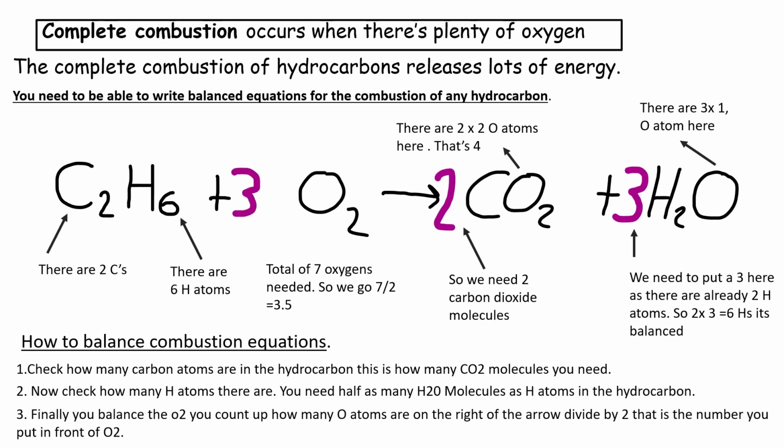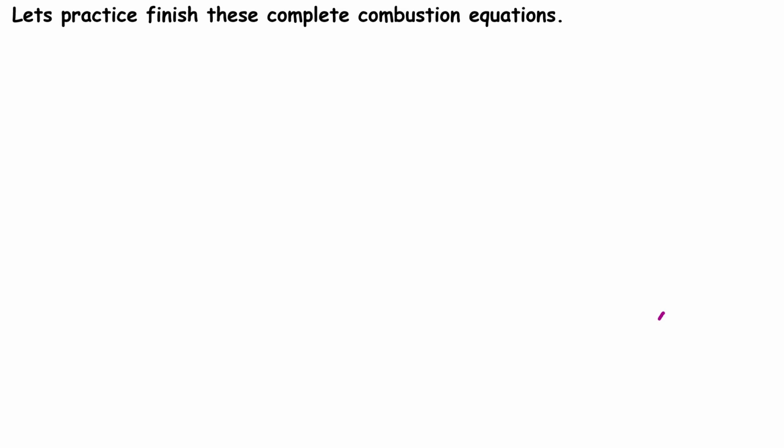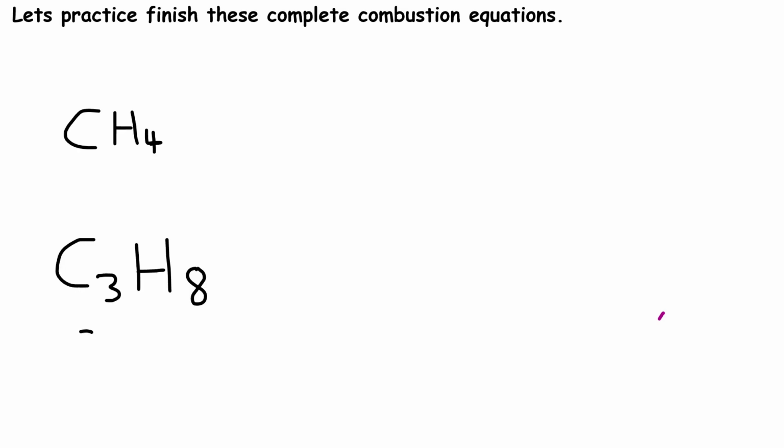So we go 7 divided by 2 is 3.5. And that's a balanced equation. If you don't like using halves, you can always double the whole thing. But with organic chemistry, you can use 0.5s or halves. Okay, let's look at 3 more.